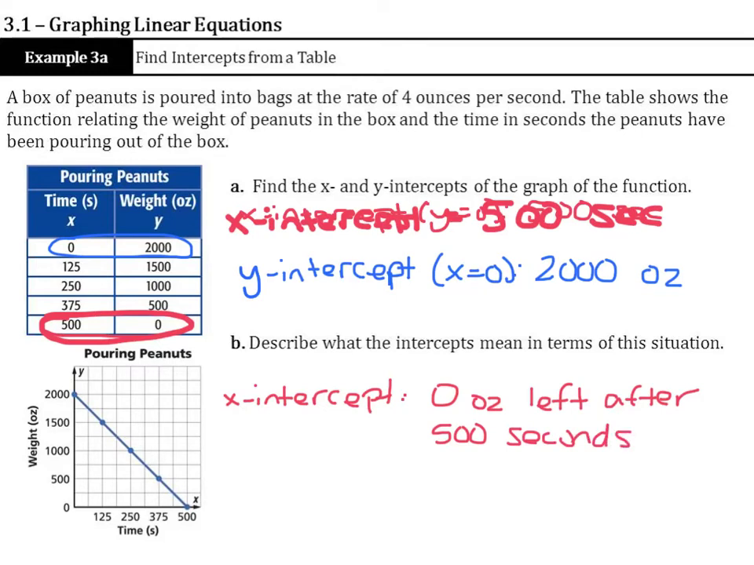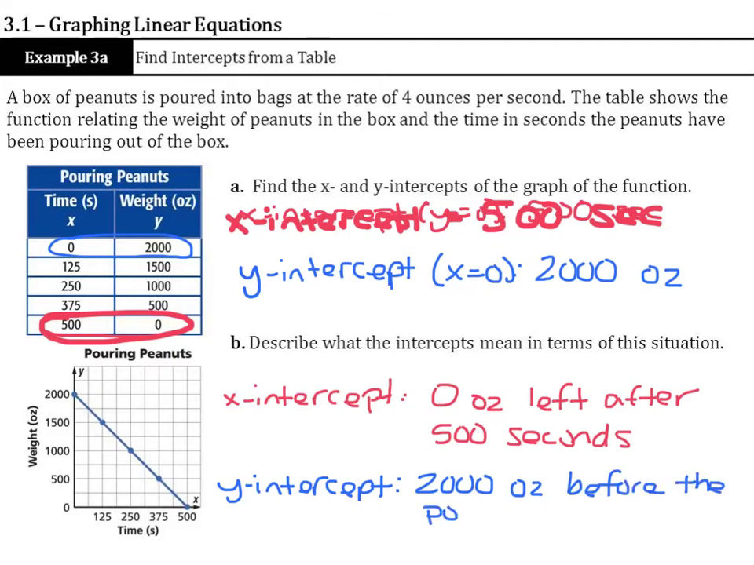So no ounces left of peanuts. For our y-intercept, well, we had 2,000 ounces before the pouring began.